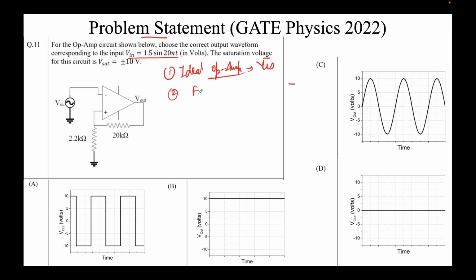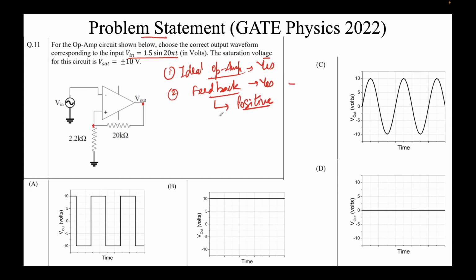Second, is there a feedback in this circuit? How do we check if there is a feedback? Whether the output node is talking to any of the input nodes. So the output node is being fed back to this non-inverting terminal through this feedback resistor of 20k. So yes, there is a feedback. Now, what kind of feedback? We can see that the output is connected to the non-inverting terminal, the positive terminal. Hence, this is a positive feedback.